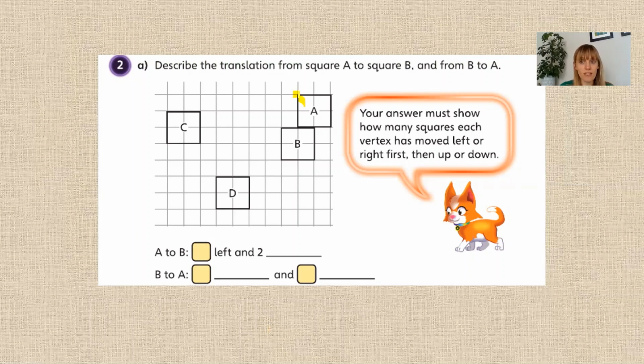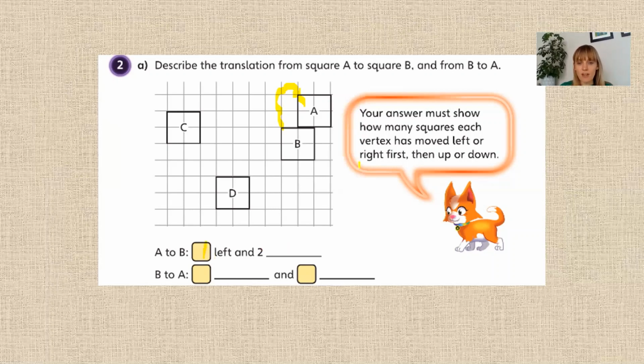Now remember, are we thinking down or are we thinking across first? We have to go across, don't we? It's a little bit the same as coordinates. Do you remember we always went across the corridor before we could go up the stairs? So this time, I'm going to go 1 to the left, and then I'm going 1, 2 squares down. So my answer from A to B would be 1 left and 2 squares down.